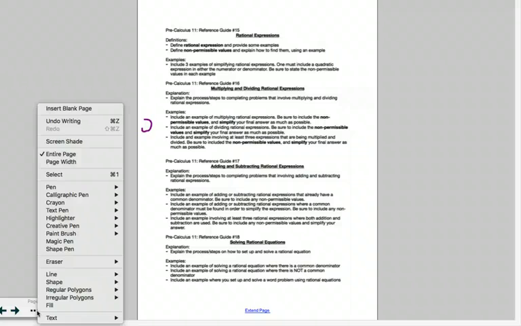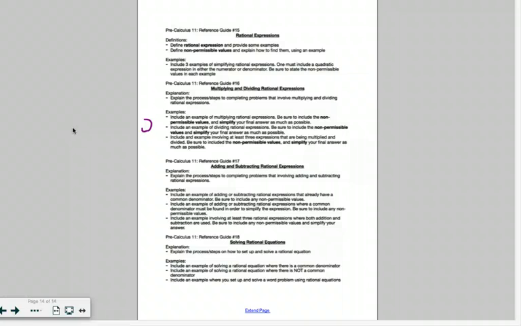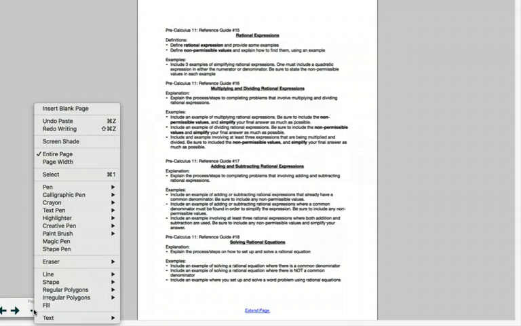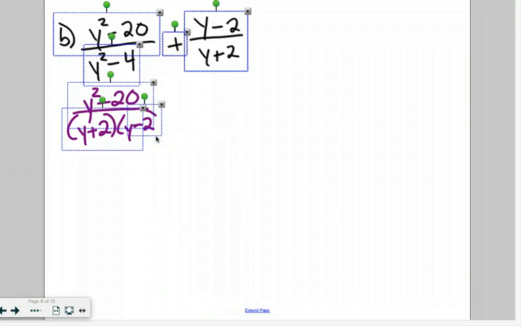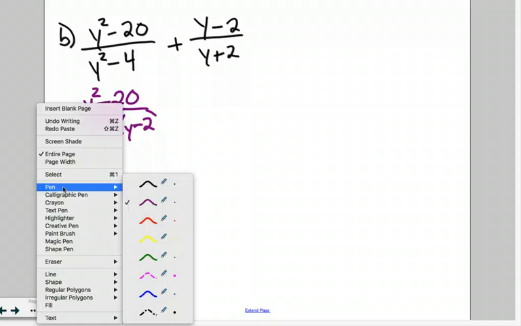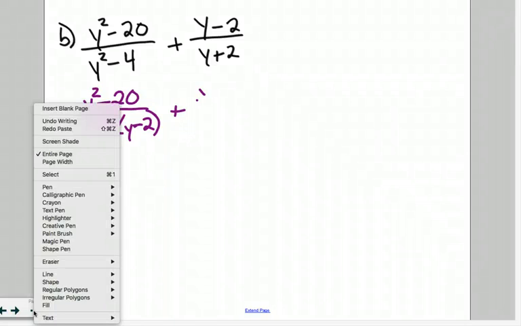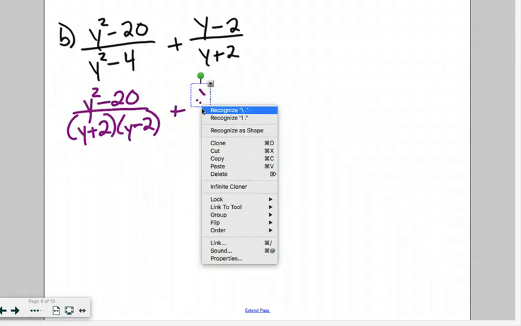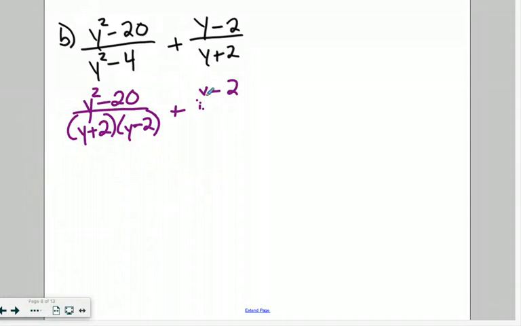Okay, and then y minus 2. And then this second fraction can just stay as it is, y minus 2 over y plus 2. Okay?